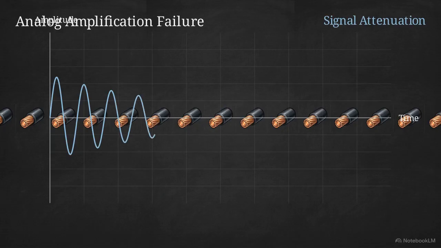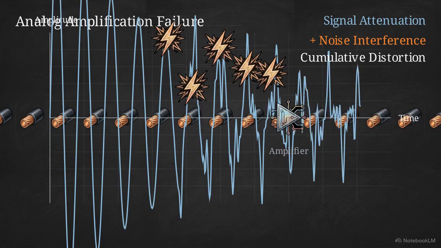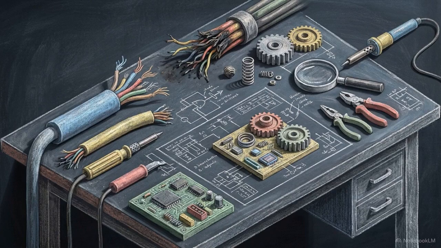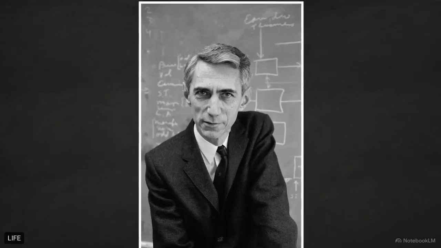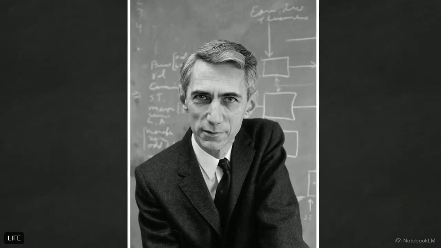As the signal fades, engineers use amplifiers to make it louder. But when you boost an analog signal, you boost the noise right along with it. The farther an analog signal travels, the more distorted it becomes. Since you can never perfectly strip away the environmental noise, building a flawless global communication network on continuous waves is physically impossible. In 1948, an engineer named Claude Shannon published a paper proposing a radical alternative.